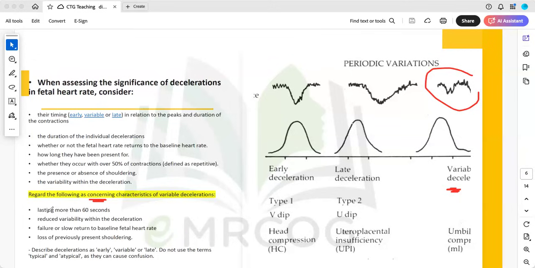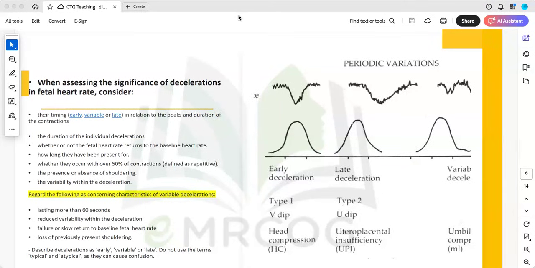So if it lasts more than 60 seconds, or there is reduced variability within the deceleration, or there is a failure or slow return to the baseline fetal heart rate, or a loss of previously present shouldering. So this would be considered as a variable type.